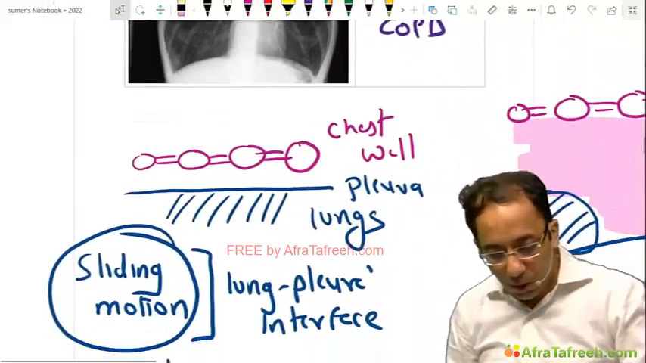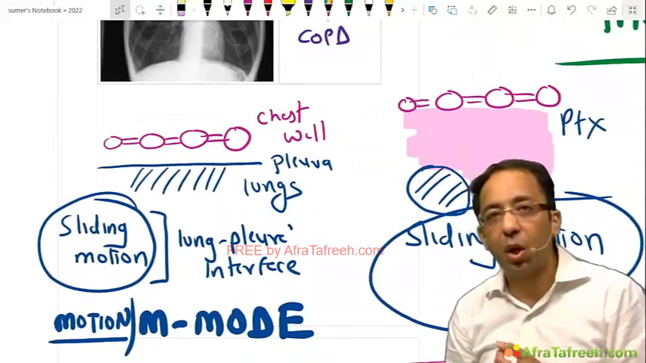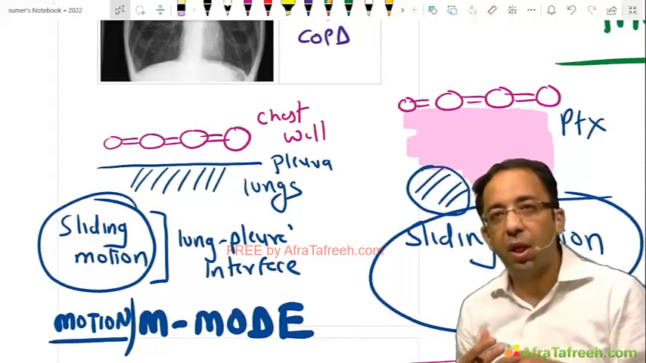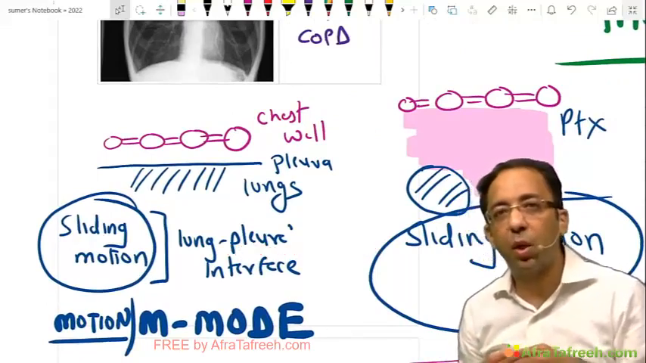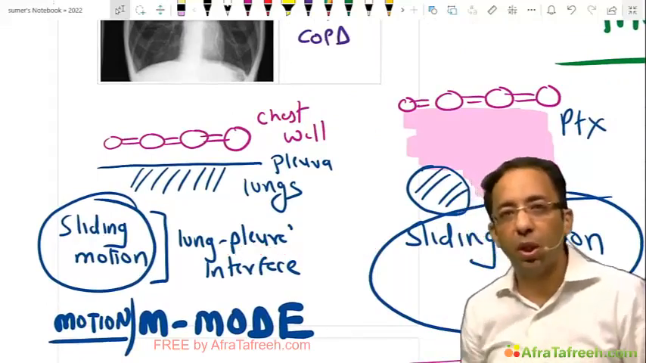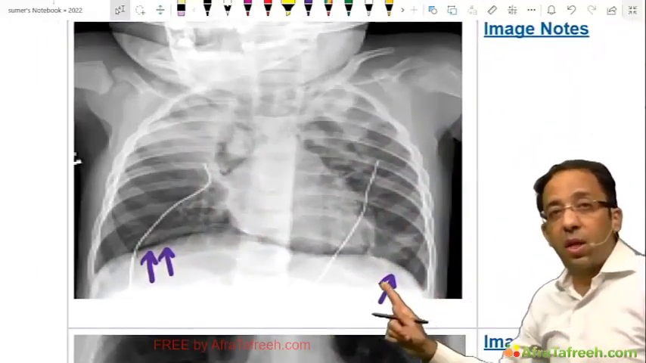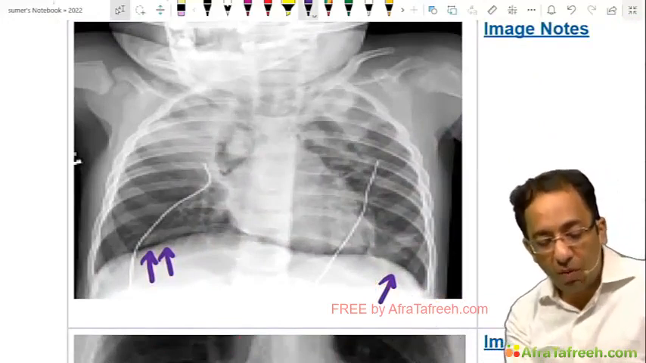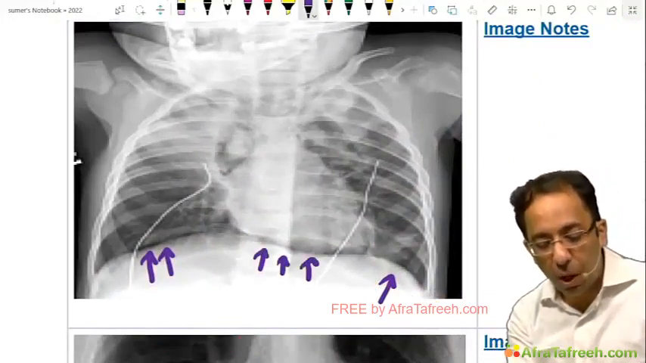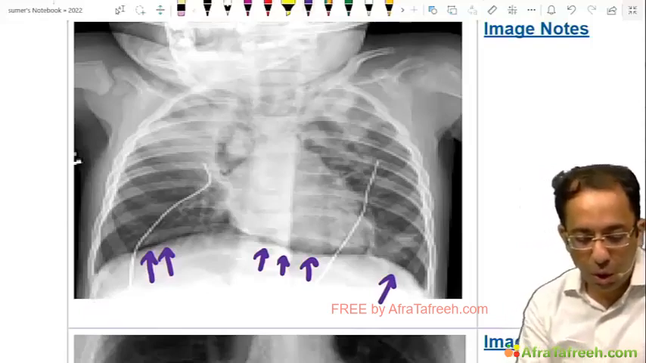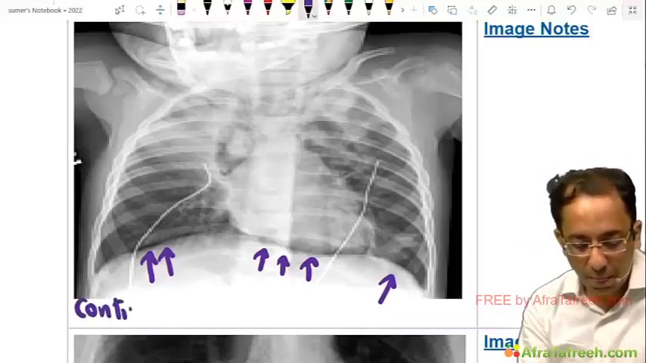Okay. Now, the disadvantage of FAST is it cannot grade the severity of injury. It cannot tell you hollow viscous injury. It might miss retroperitoneal injuries. Okay. Now, you can see the right diaphragm, left diaphragm, but you can even see the central tendon of the diaphragm outlined by air. This is what is called the continuous diaphragm sign.